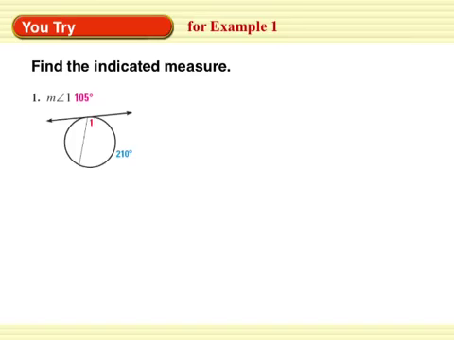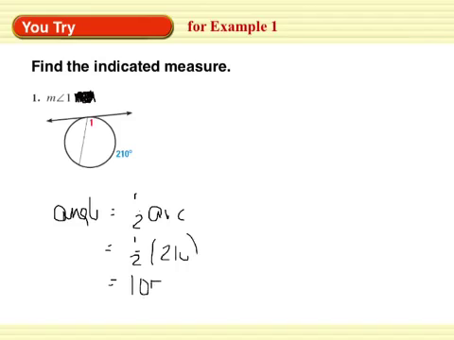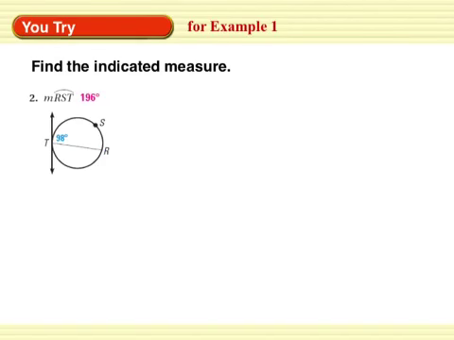You try. Find the indicated measure. I couldn't get this out when I put the video or the slideshow together. The answer was already written there, which you just rewind a little bit and you'll see it. The angle is 1/2 the arc. If the arc is 210, the angle is 105. Again, book's typo. I couldn't get it out of there when I was putting the video together.